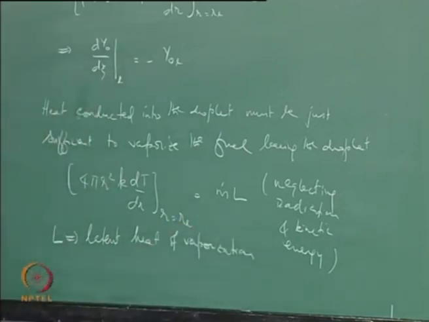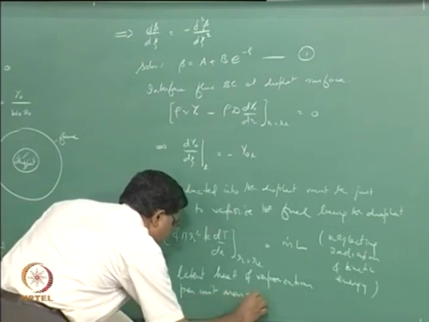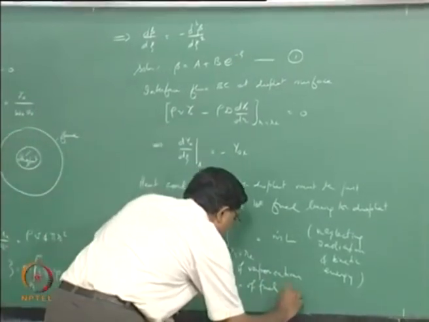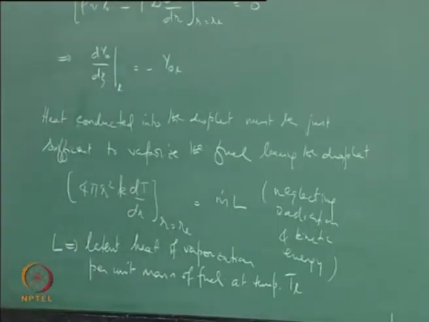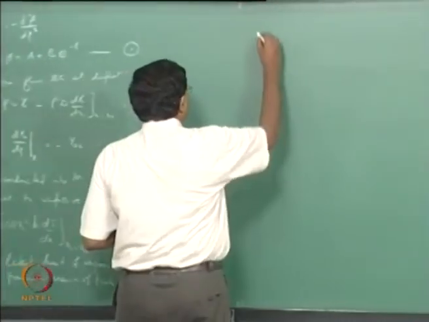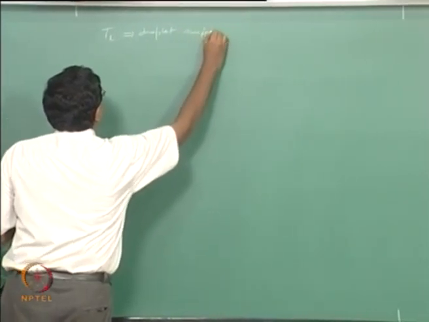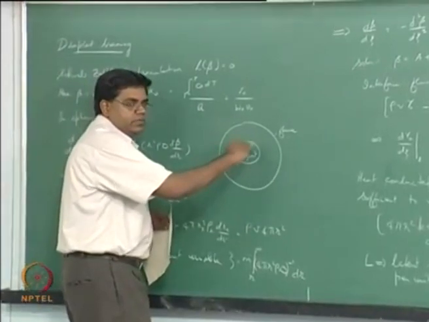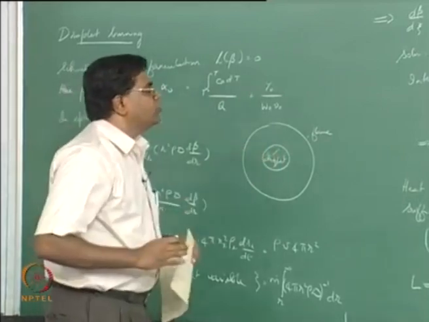Latent heat of vaporization per unit mass of the fuel. Fuel at temperature TL, let us say that is the droplet surface temperature, TL. As I said, if the droplet is reasonably small and you have thermal equilibrium within the droplet, the temperature is going to be pretty much the same at TL. Whatever is the surface temperature is going to be the same uniformly throughout.